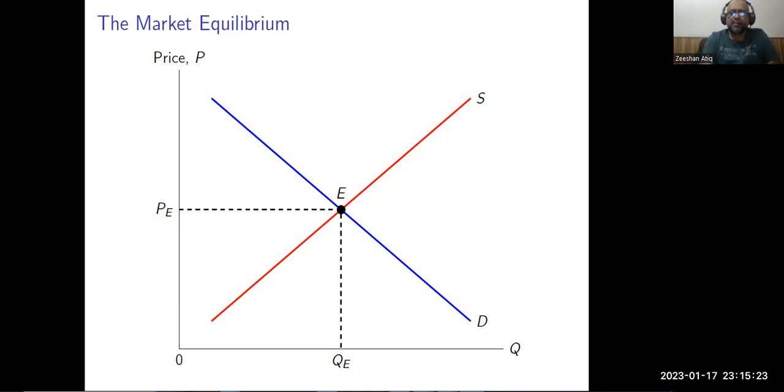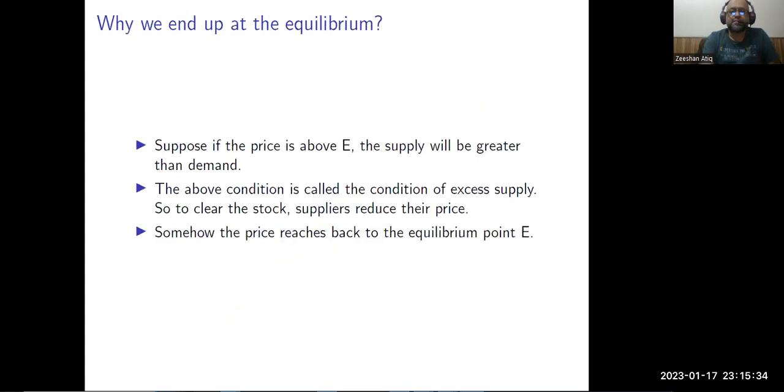This is a unique equilibrium that exists in a well-functioning market, that is, a perfectly competitive market, where you have many buyers and many sellers, and the product being traded is homogeneous. Now, why is this equilibrium reached? Why do we end up at the equilibrium?